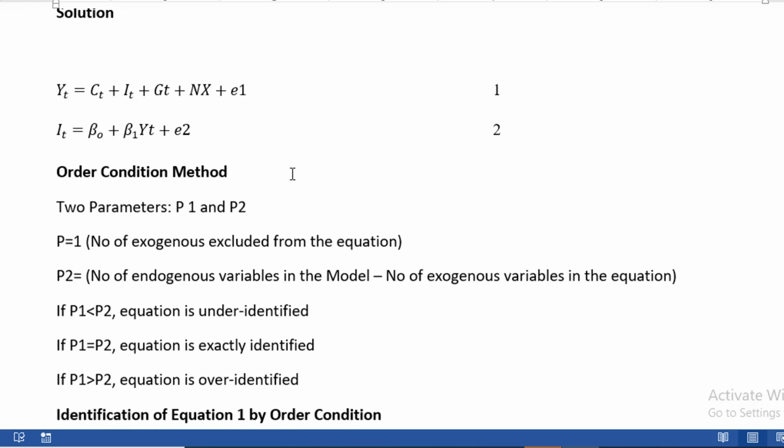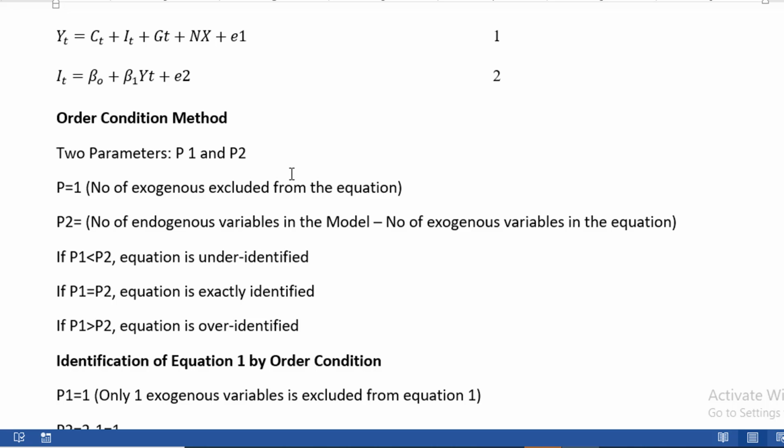Solution: the given national income model consists of two equations 1 and 2, as taken from the question GDB description. Before going towards the solution, I am going to discuss briefly the order condition method. What is the order condition method? The order condition method says that there are two parameters, P1 and P2. P1 is the number of exogenous variables excluded from the equation.